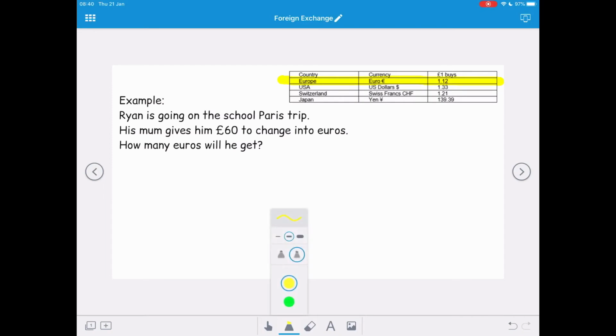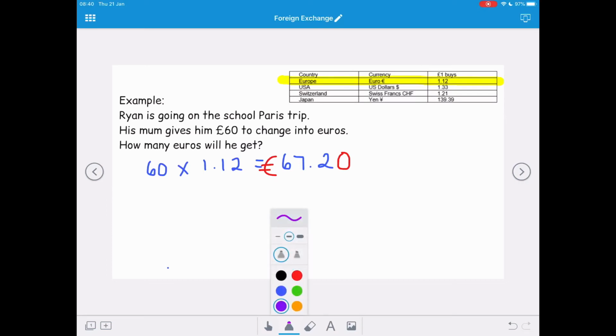So Ryan's mum gave him £60, so we need to multiply the £60 by the exchange rate. So 60 multiplied by 1.12 is going to give us 67.2 if we're using a calculator. Now remember, money has 2 decimal places and must always have a unit. So we need to write our answer with a 0 on the end in order to make it 67 euros and 20 cents, and we need the euro sign. If we don't know what the currency sign is, then we can always write it in words, so we can write it as 67.20 euros.